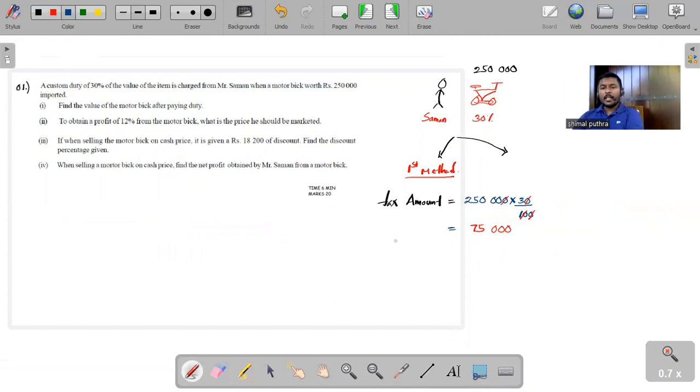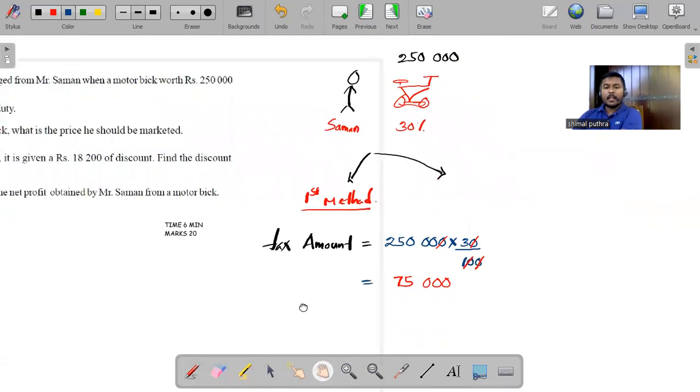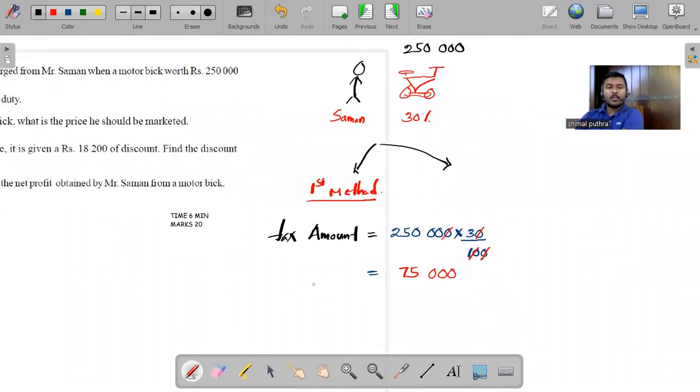Okay. Then we found the tax amount. Then I can find the final value of the motorbike. Final value or final cost.